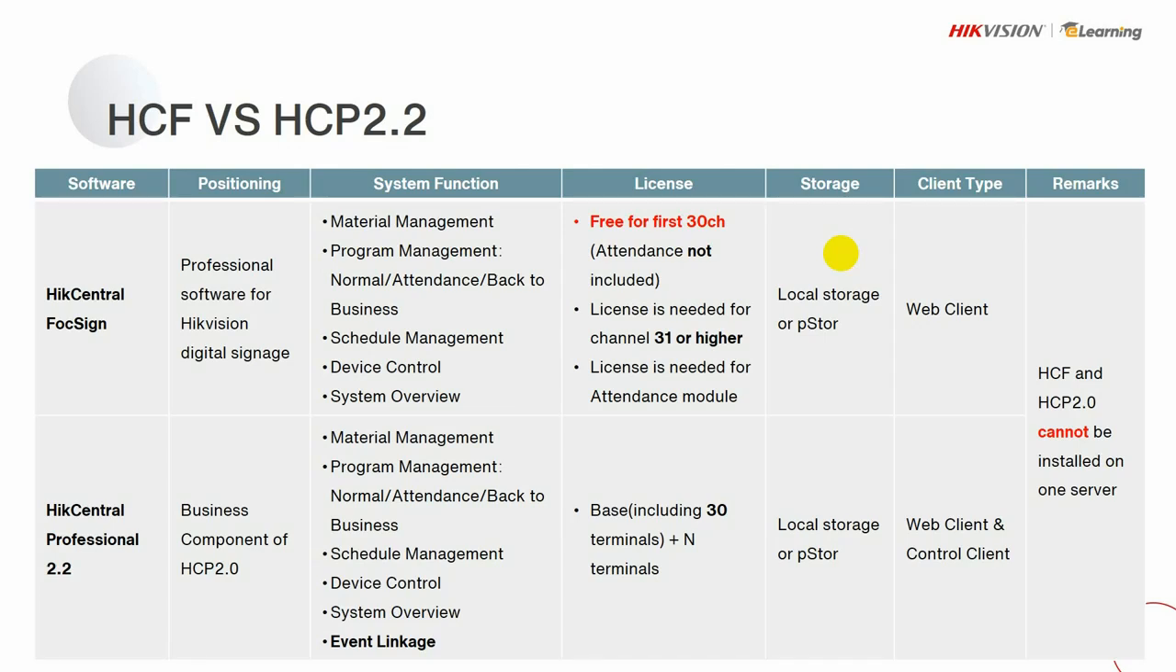But for HCP, the license is so-called 30 plus N, which means the base function license has 30 channels to be added. All right, if you have the base license of digital signage, you can add 30 channels. And HCP has a maximum of 2,048 channels in total. So as long as the total number doesn't exceed that, you can buy several more.